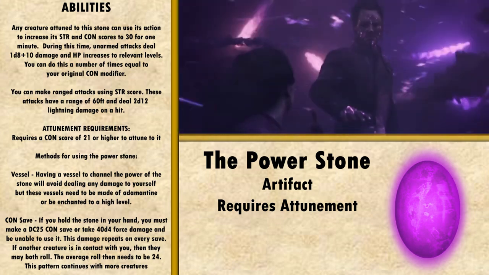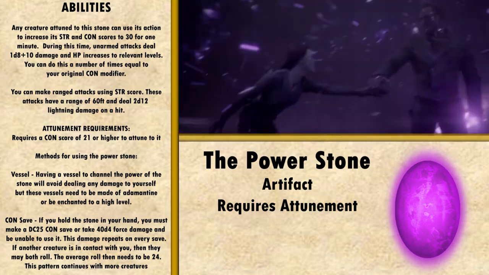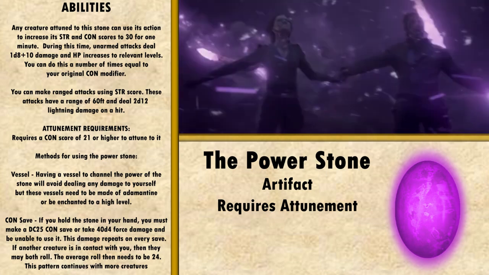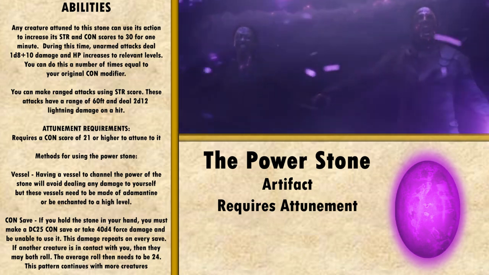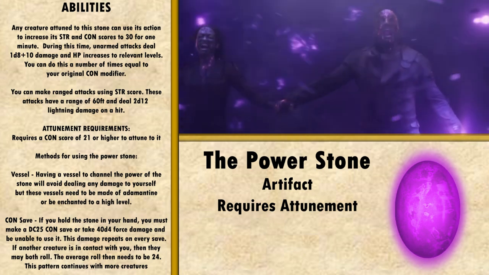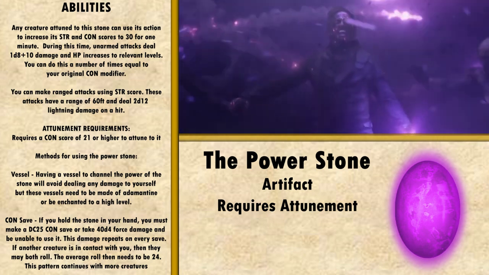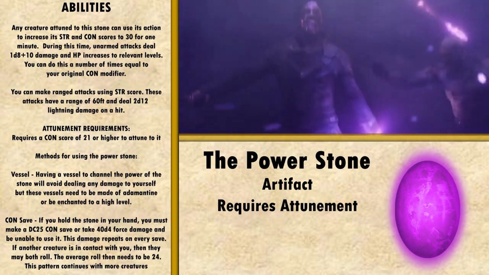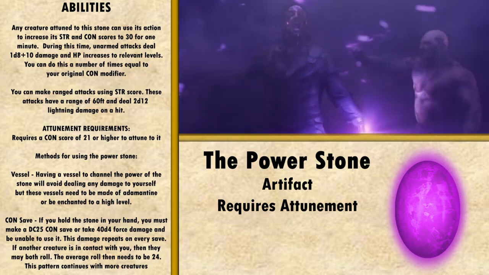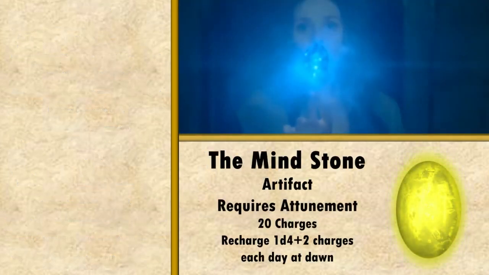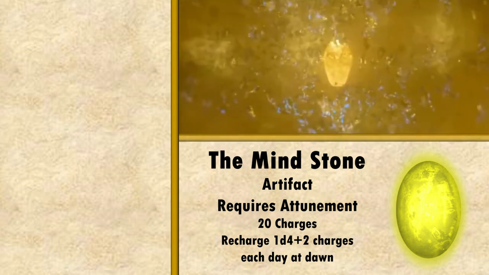If you are in contact with another creature while attempting to hold the stone by yourself, you may both roll Constitution saving throws, and then the 2 rolls must have an average higher than 24. If multiple creatures are in contact doing this saving throw, then the average number required drops by 1 for each creature involved. Next up, we have the Mind Stone, which was first seen used by Loki in the Avengers.